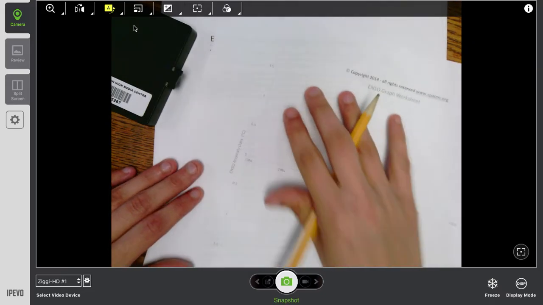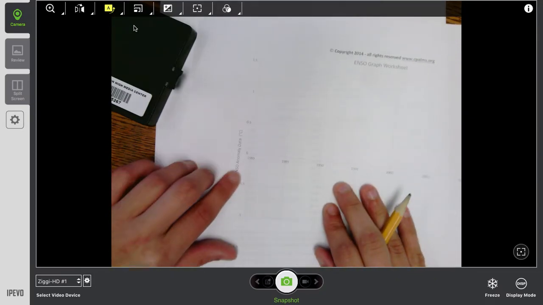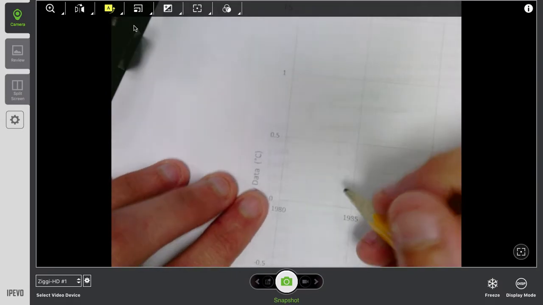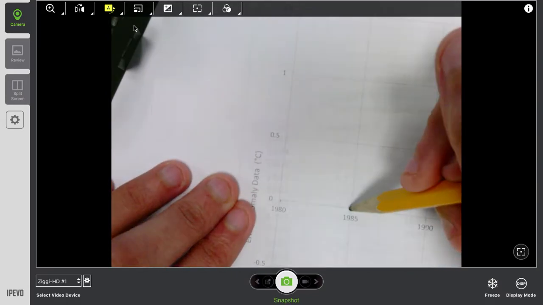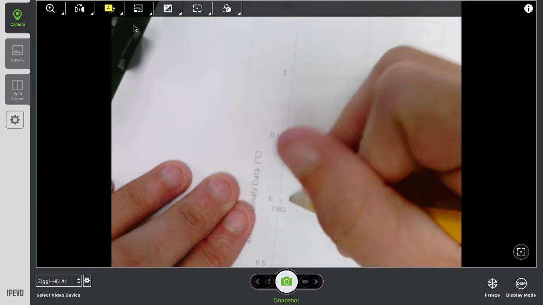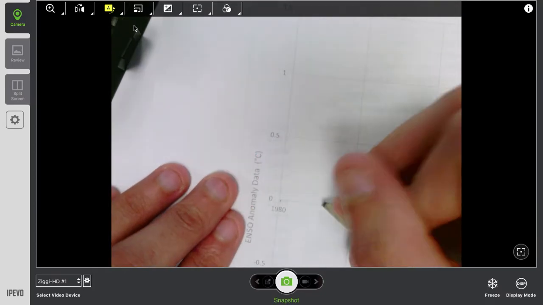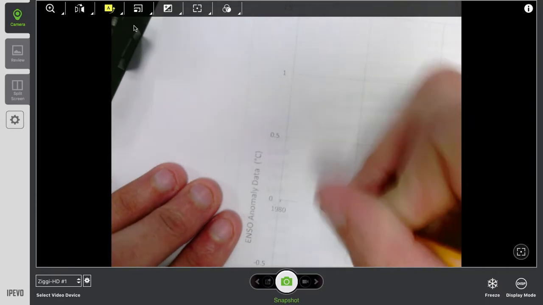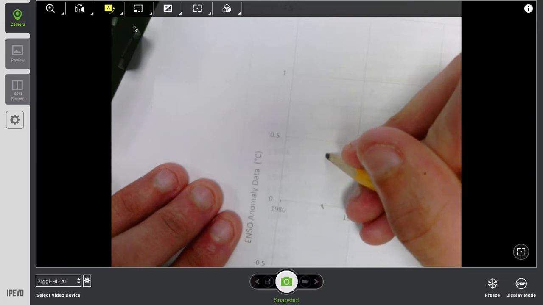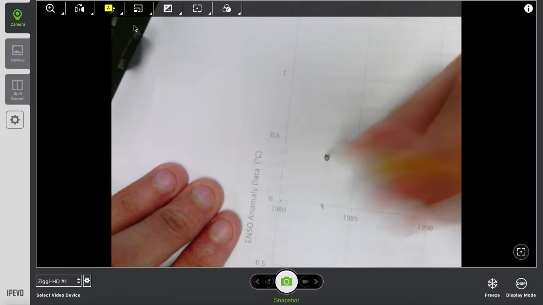So I'm going to go down here to my graph. I'm going to do my best to find 1983. Let's see, there's 1980, 1985, 83. I would expect 1, 2, 3, 4. Yep. 1, 2, 3. 1983 is right here. And 0.4, 1, 2, 3, and right about there. So I'm going to make a dot.